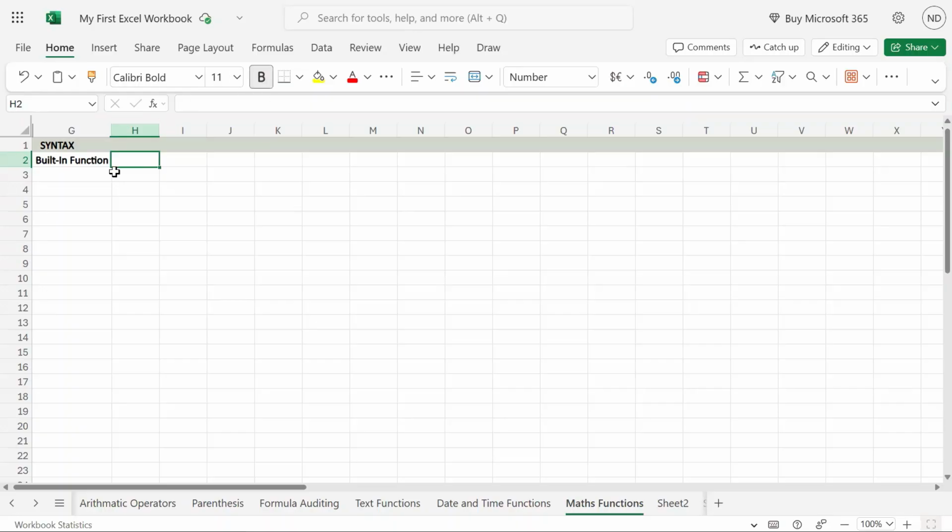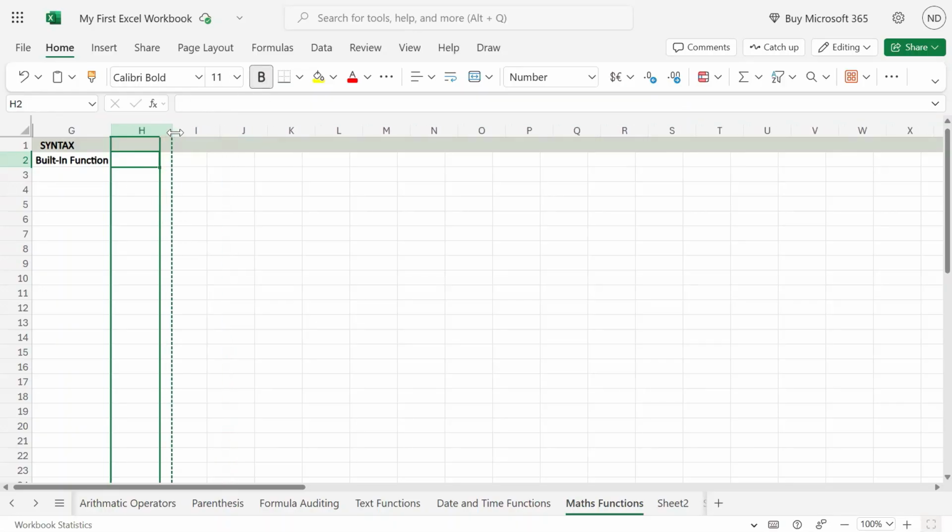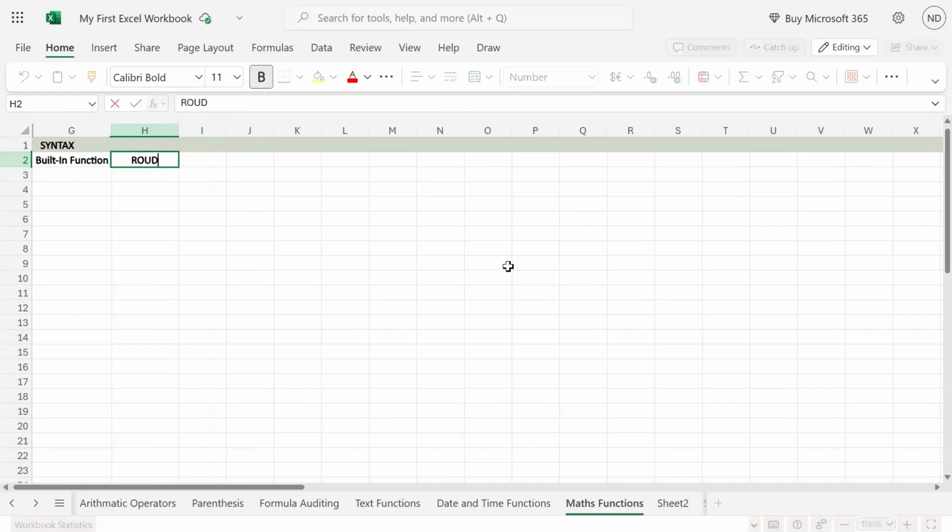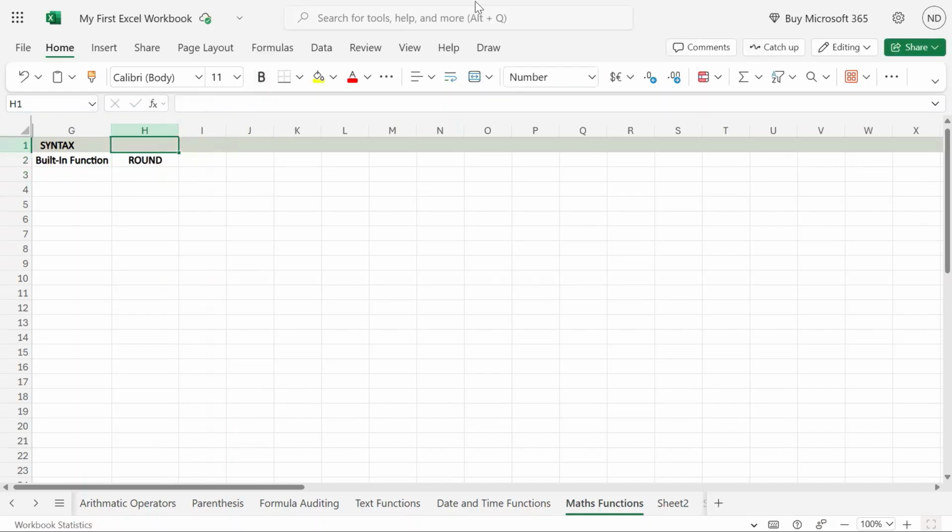So today the function that we are going to check is the ROUND function. This is how it is written. So what does ROUND do? The ROUND function rounds a specific number to a specified number of digits. Either it could be in a decimal place or it could be in the integer space.